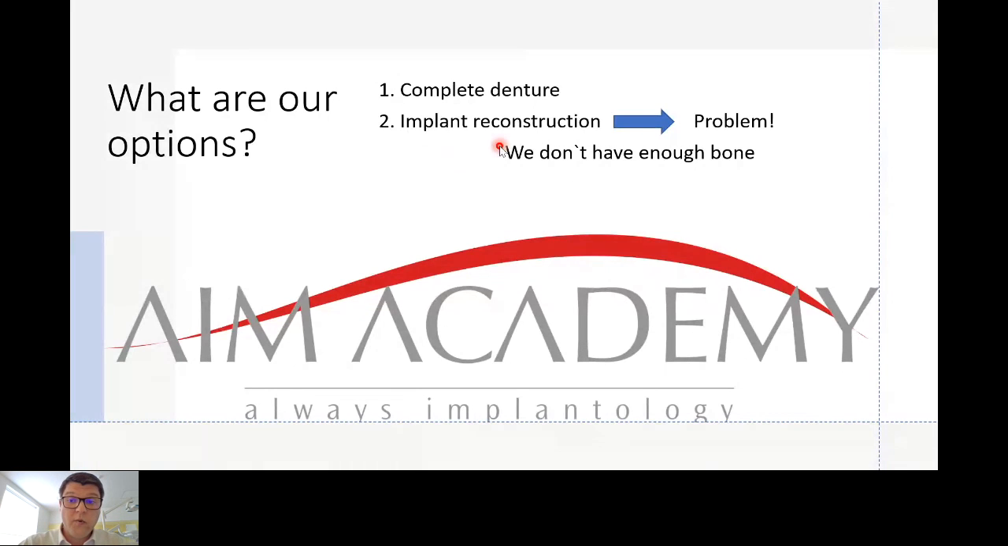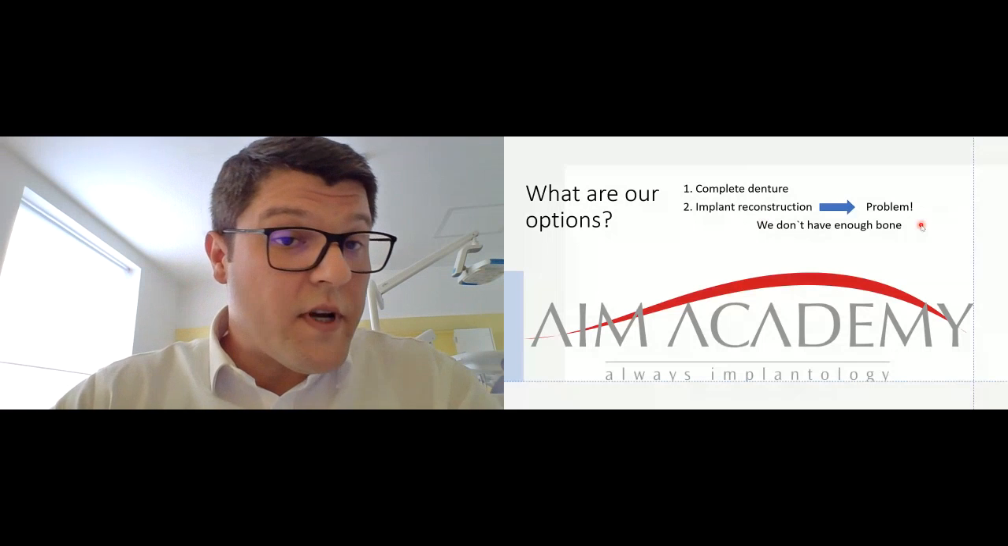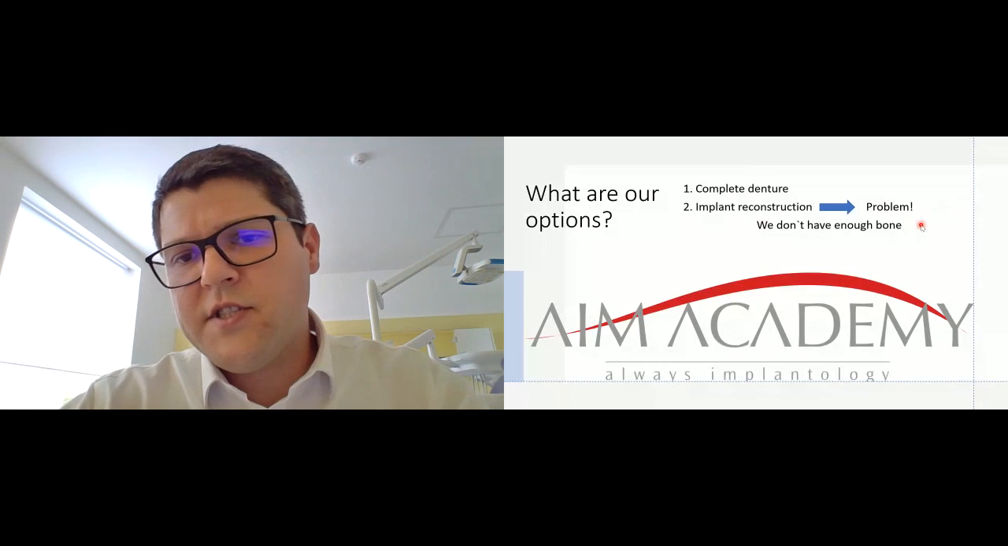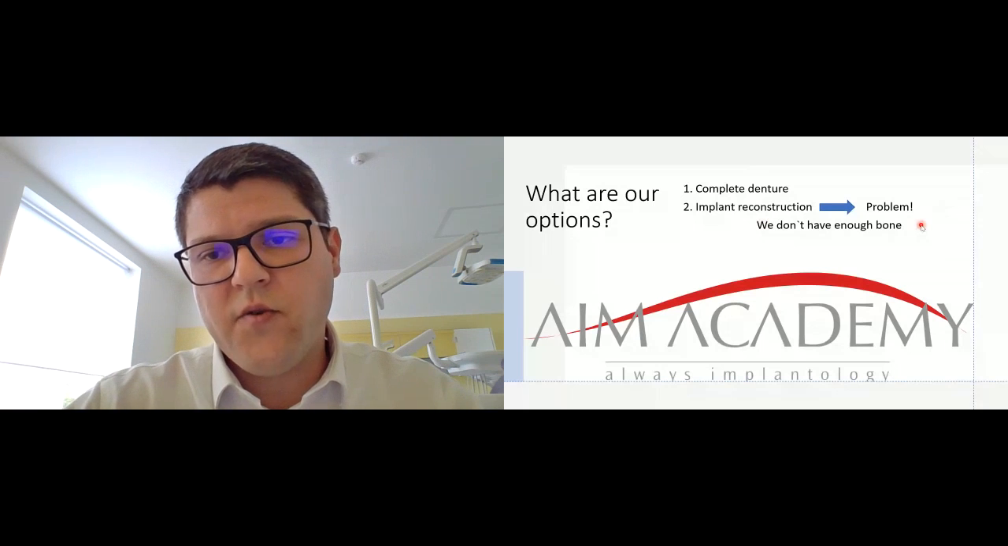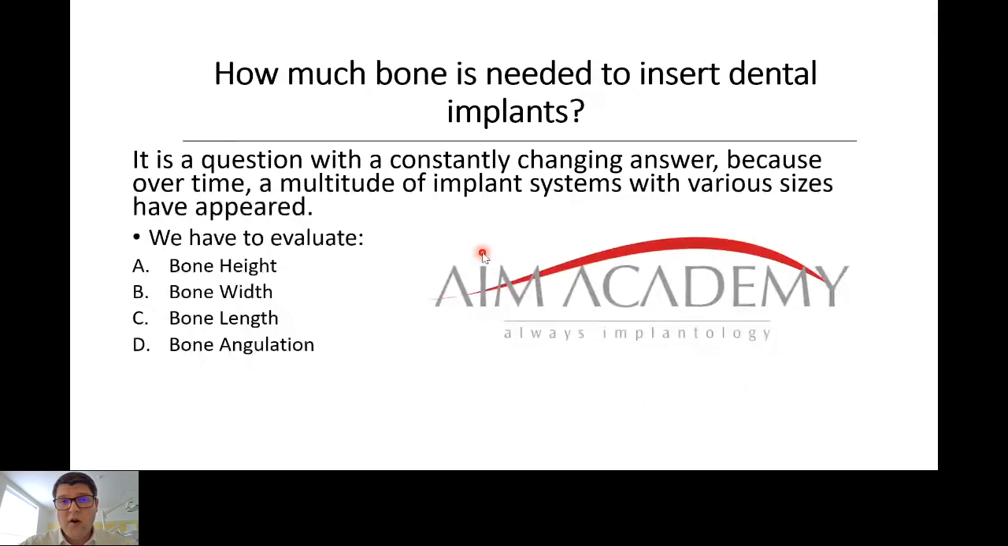But in those situations, we have a problem. What is our problem? The problem is that we don't have enough bone. So, the first question: how much bone is needed to insert a dental implant? Well, this is a continuously changing answer, because over time multiple implant systems and concepts appeared. We have short implants, zygoma implants, narrow implants, and so on.